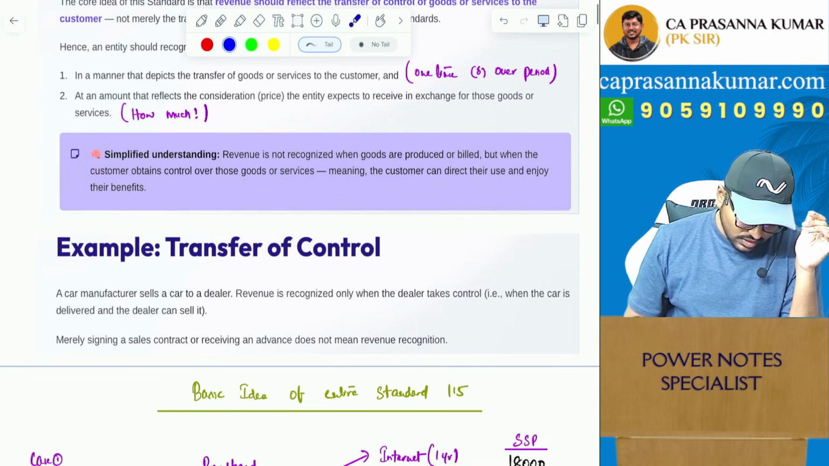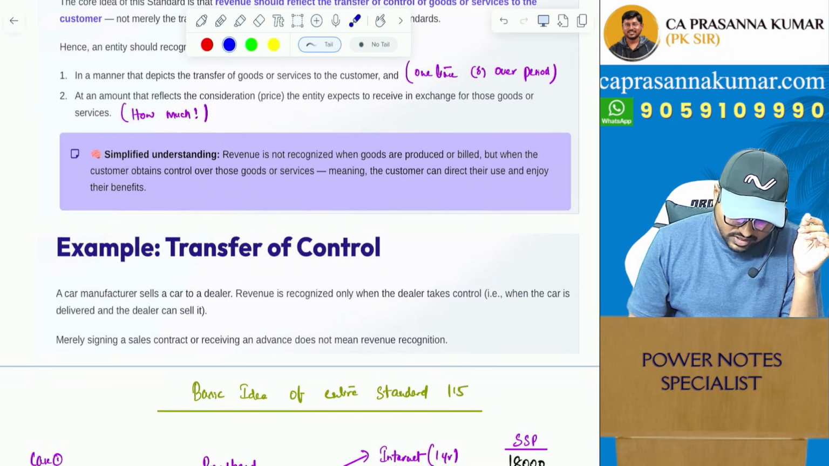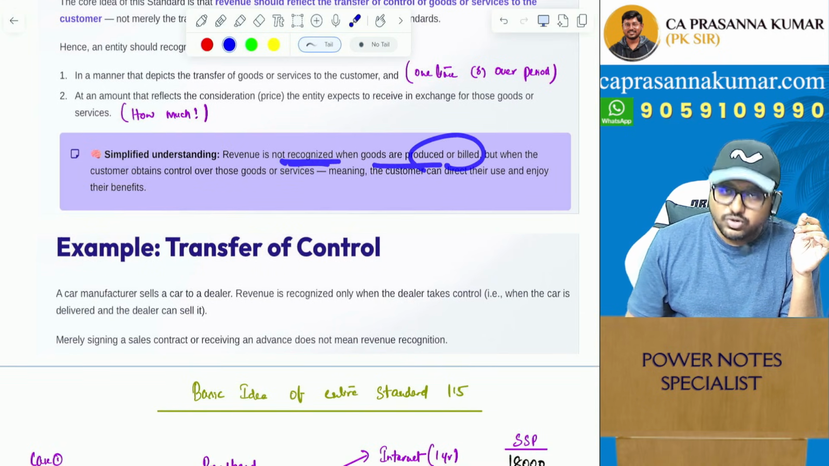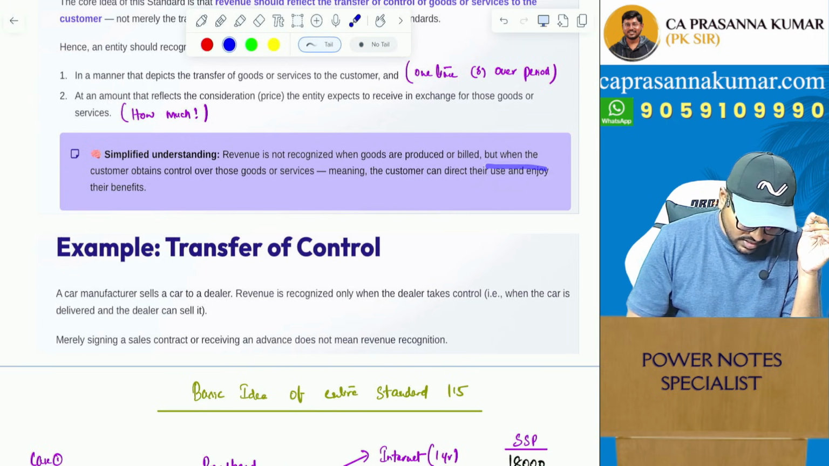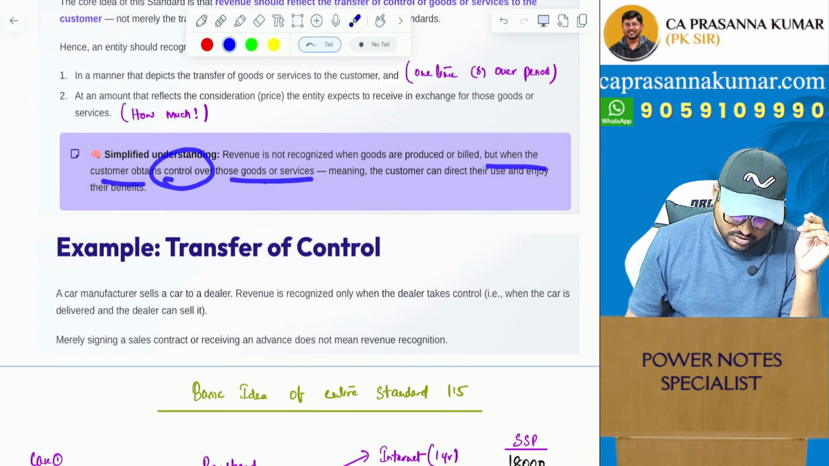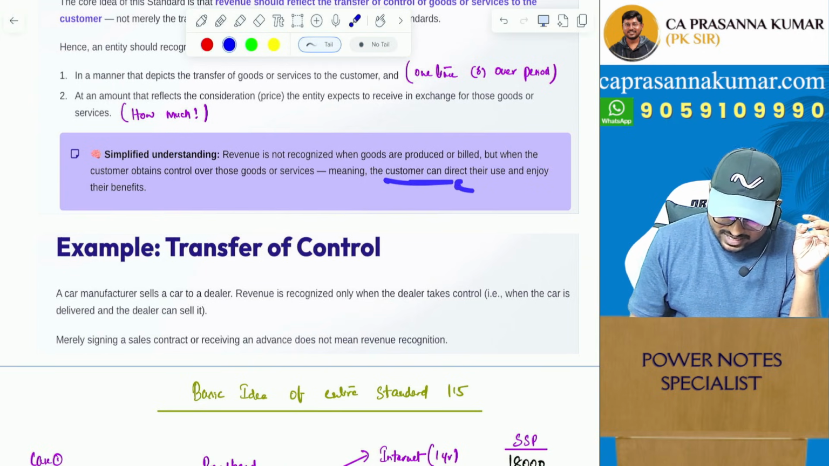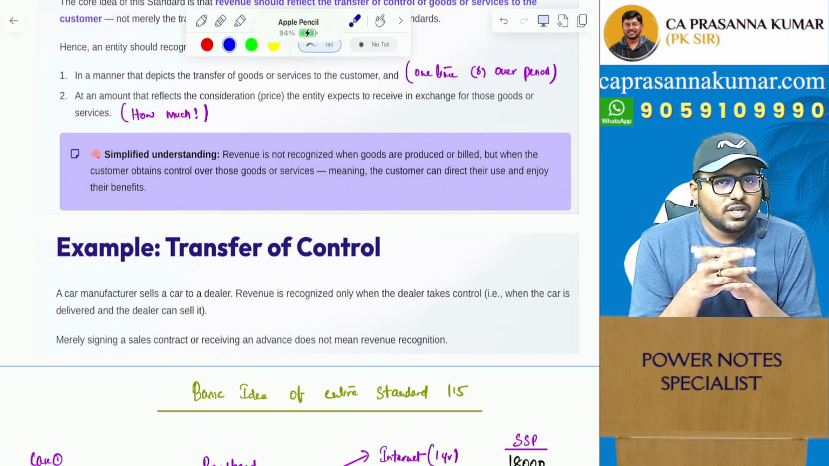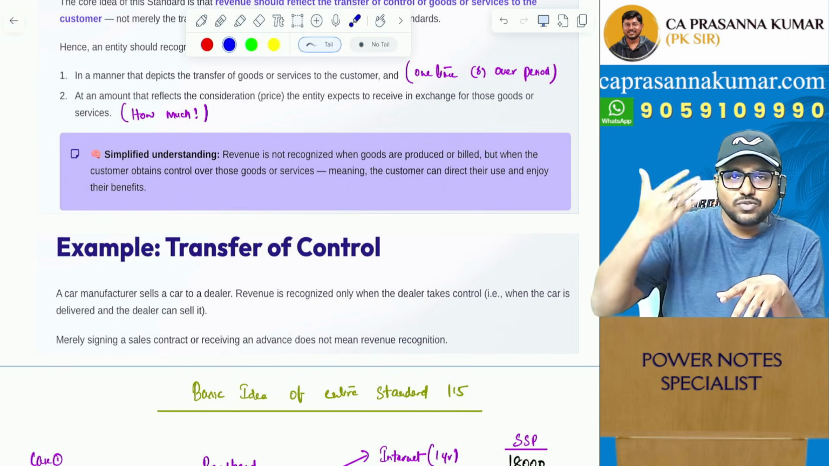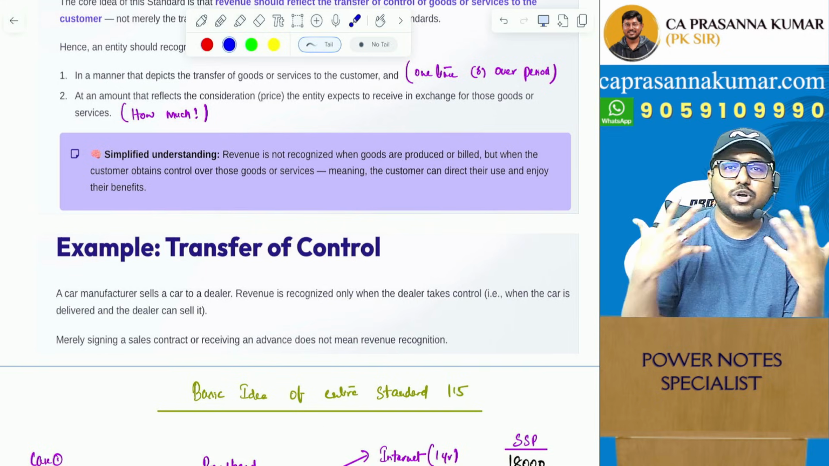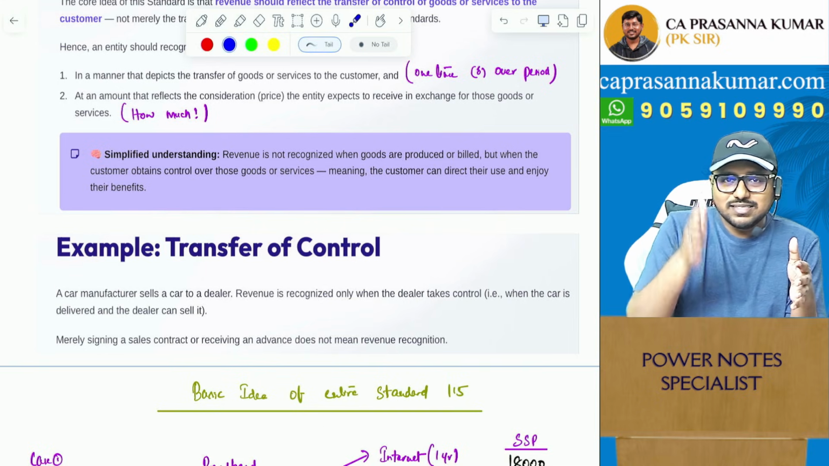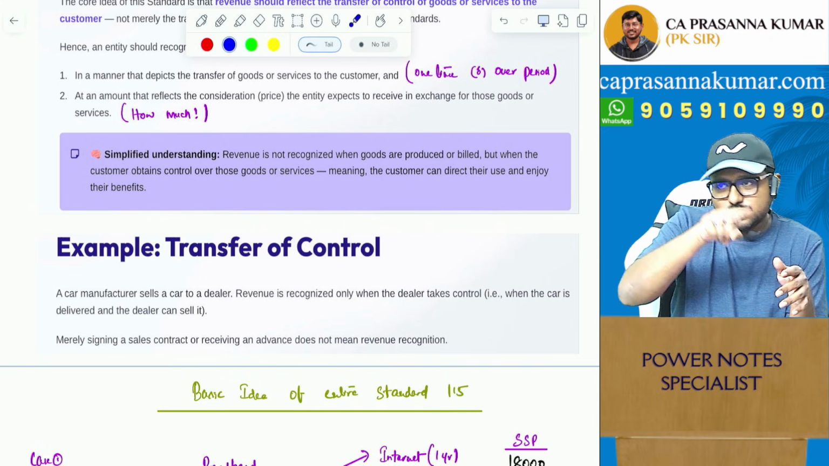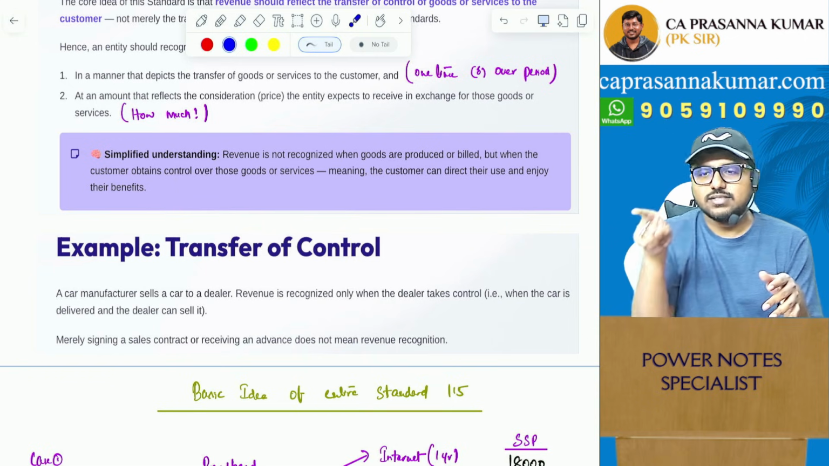Okay. So look at the simplified understanding. Revenue is not recognized when goods are produced or billed, but when the customer obtains control over these goods or services, meaning the customer can direct their use and enjoy their benefits. So another point that you guys need to focus on is, sir, you're using the word transfer of control. Okay, transfer of control means what? When can I say that a good or a service is transferred to the customer? Transfer of control has happened to the customer.